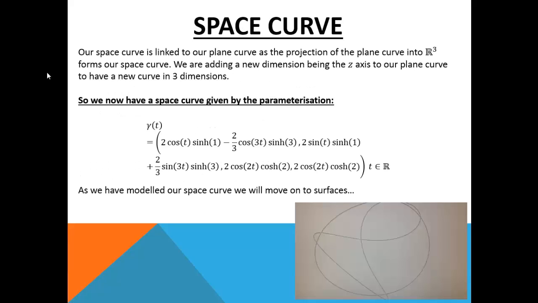Now we'll define what a space curve is. We've seen what a plane curve is, so a space curve is just simply the projection of a plane curve in R3. For example, the space curve is the equation given on the screen, and we can visualize our space curve by the clip also. And as you can see, it would be very hard to model.